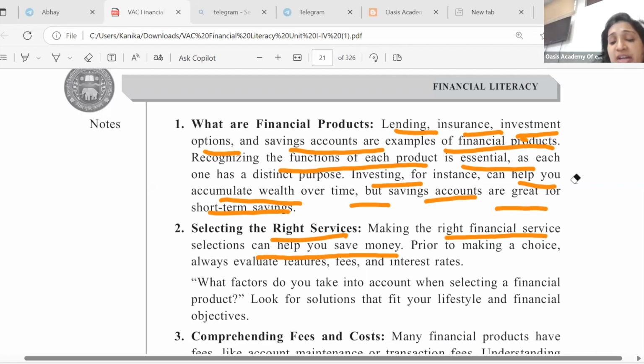Suppose you want to make financial decisions in stocks. You have to decide which company's shares to purchase, which is good for me, which gives higher returns, which gives good dividends, and whether I can purchase it for the long term or short term. Is it beneficial for me? It all depends upon the selections you make and which investment products you choose.